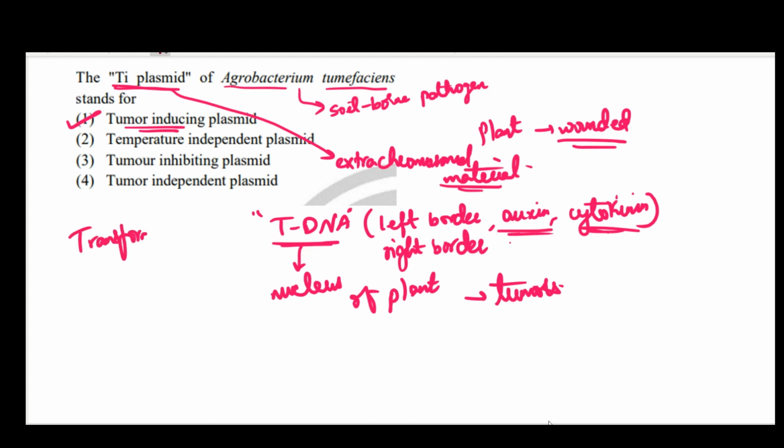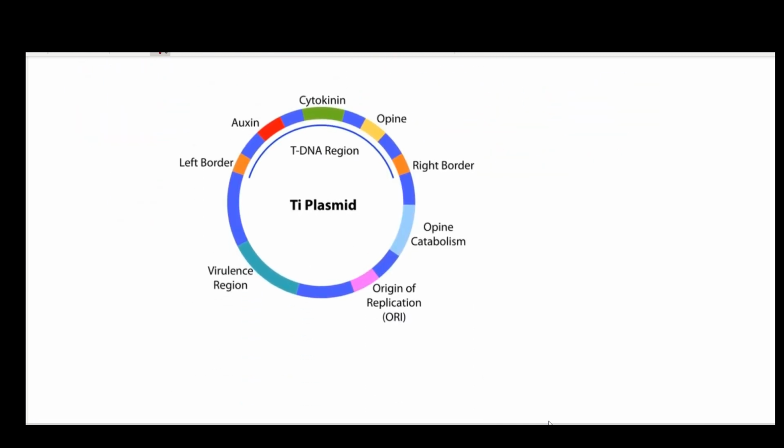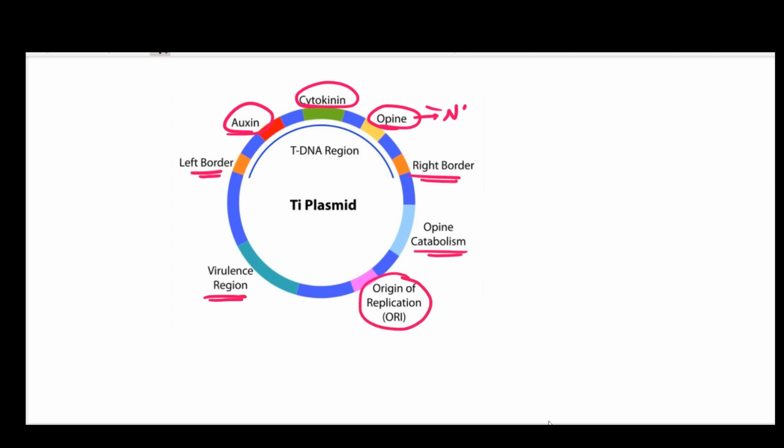Now you can see here the Ti plasmid diagram, where you can see the left border sequence, right border sequence, auxin and cytokinin synthesizing genes, opine, which are nitrogenous compounds, opine catabolism, which is the breakdown of the opines, the origin of replication, that is the site where the replication starts, and this is the virulence gene.